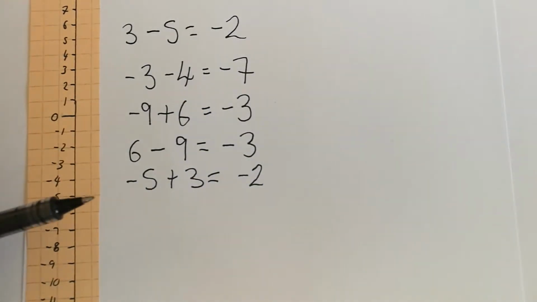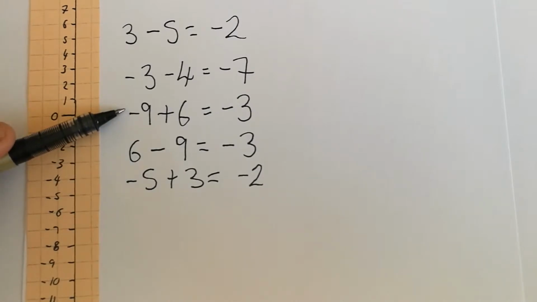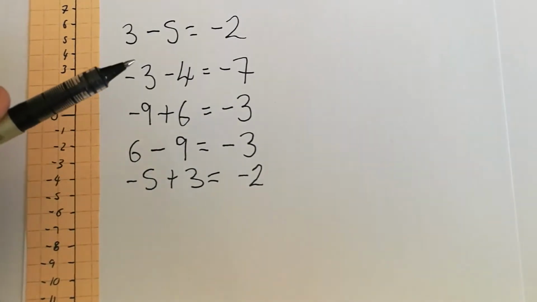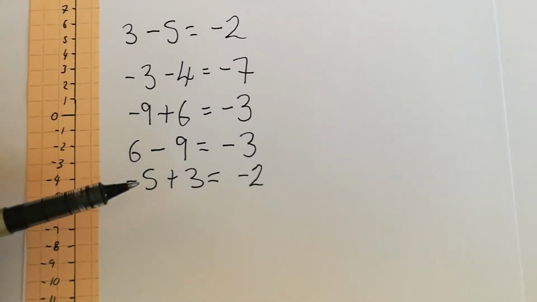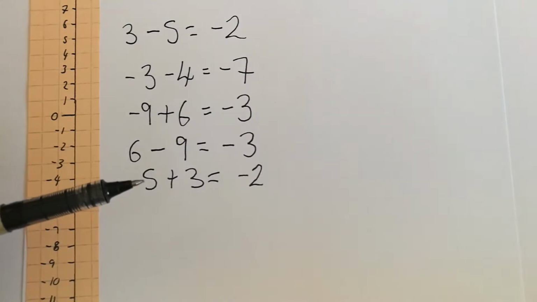There's a couple of things which I've done here. I've chosen ones which are actually the same sum, just written the other way round. So here and here, minus 9 plus 6 is the same as 6 minus 9. Or 3 minus 5 is the same as minus 5 plus 3. They're both exactly the same.